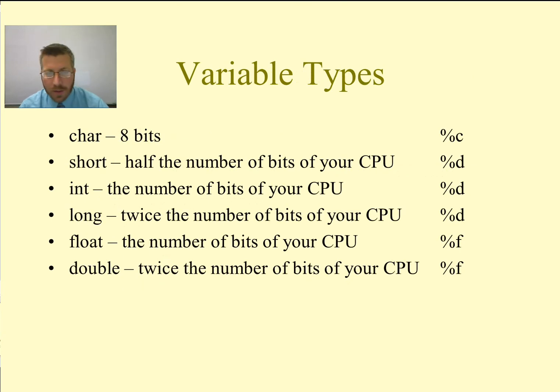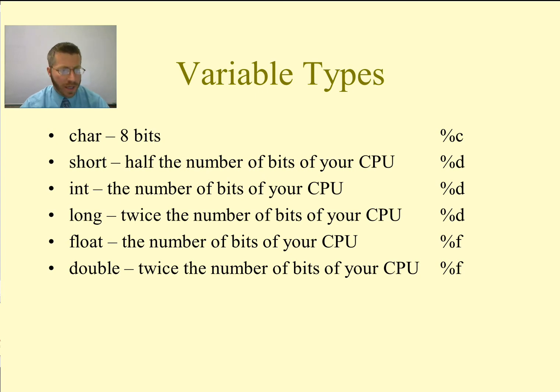Okay, we're going to move into variable types now. In C, there are 6 different variable types. C++ has 7 variable types, and Java has 8 variable types. Here are the 6 main variable types that we have available to us in C. The first one is a character. We denote that by the keyword char, that's short for character, and a character is going to be 8 bits long.